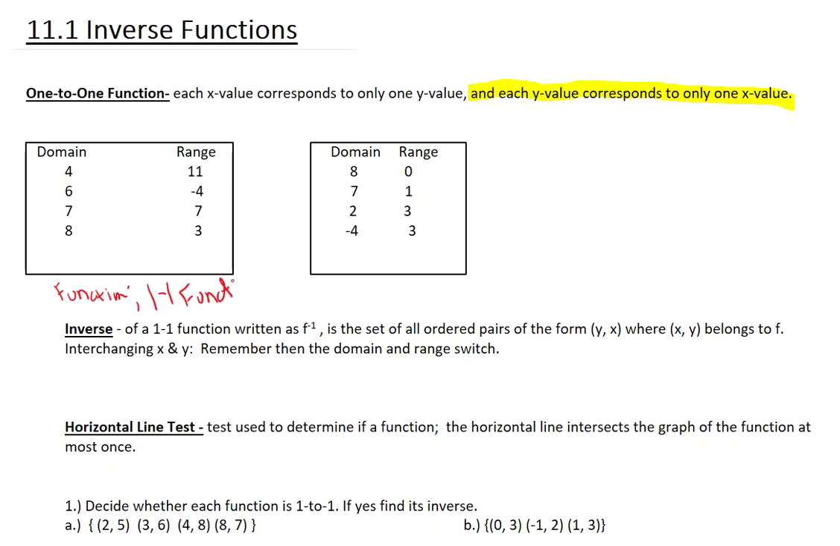So then let's look at the next example. We look at the x's. There are no duplicates in the x's, so it is a function. But if we look at the ranges, there's duplicates in the range, and they're being assigned to two different x's. Therefore, this is not a one-to-one function.